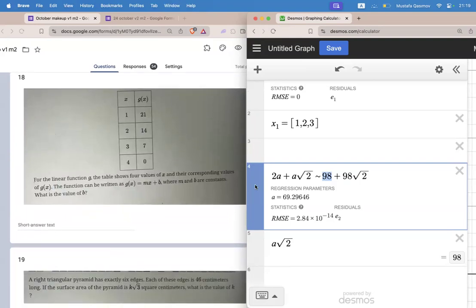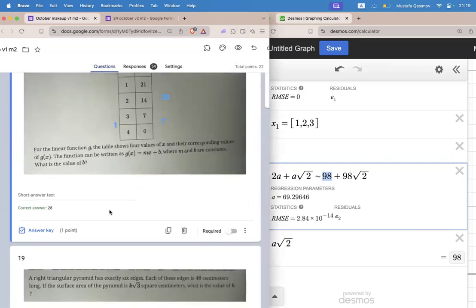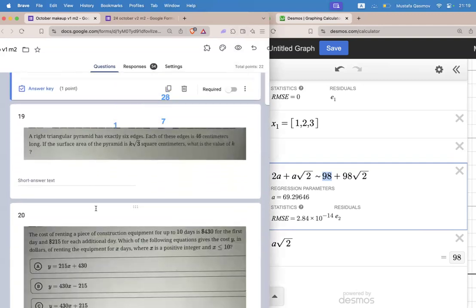Thanks, thanks. Okay, 18. It says what's the value of b. You can see that it decreased by 7 every time when x increased by 1. So from here it will be automatically 28. So the answer is 28. So it's simple.